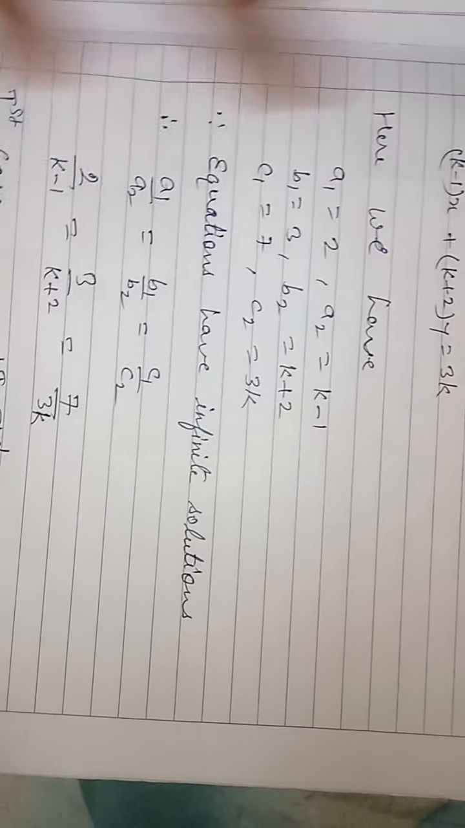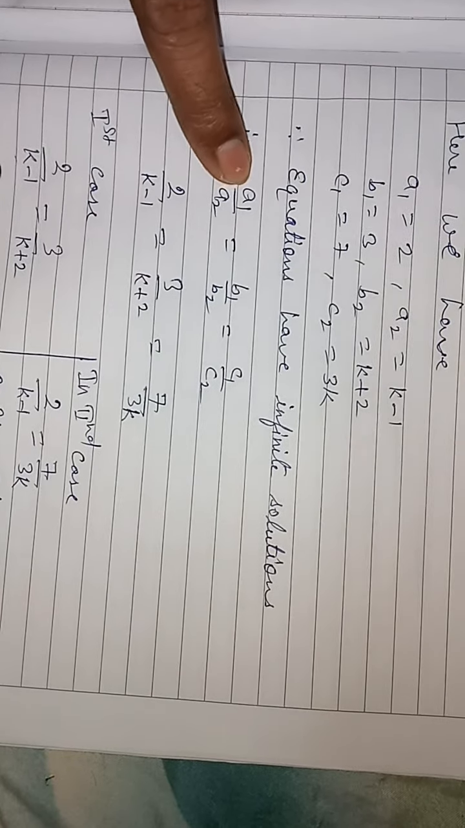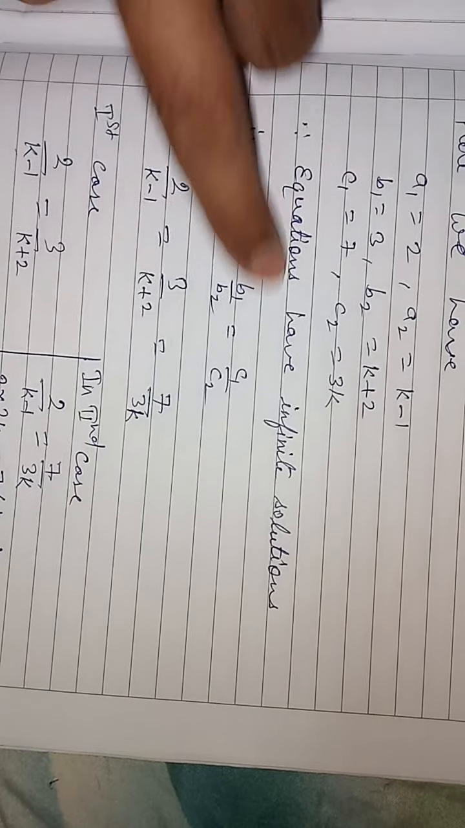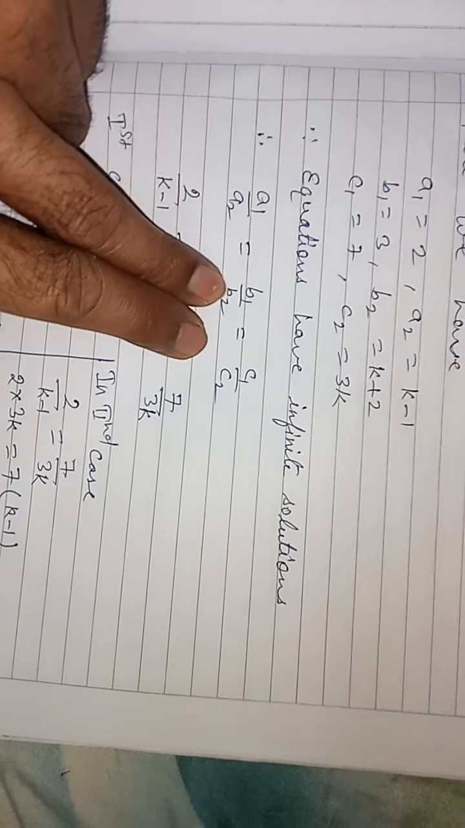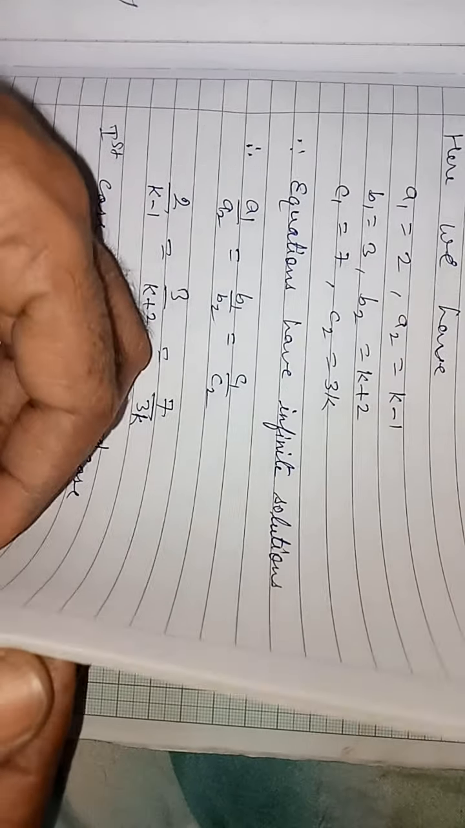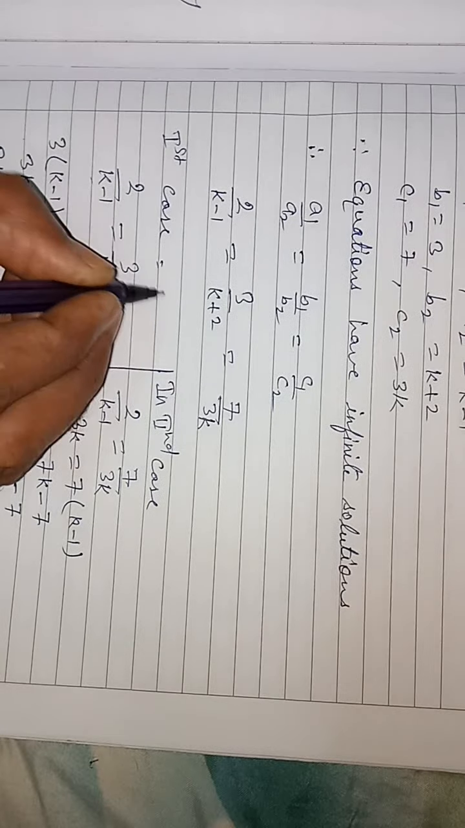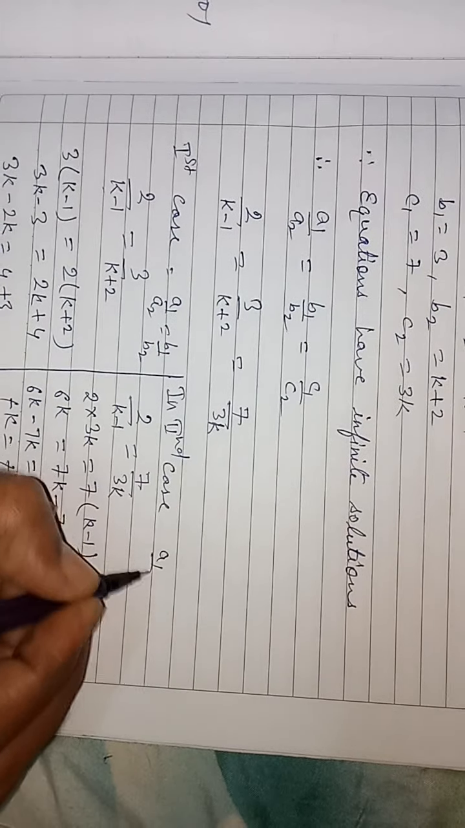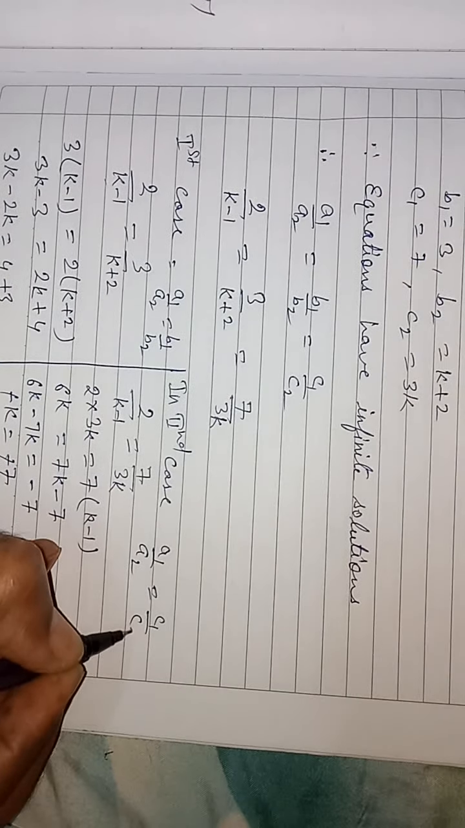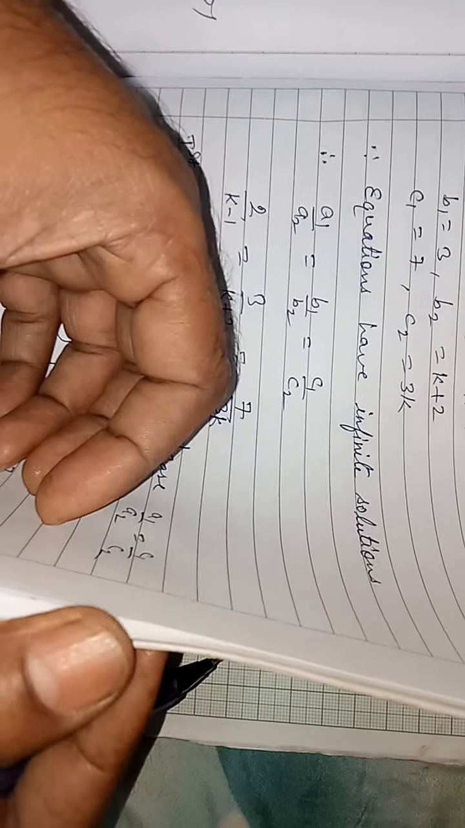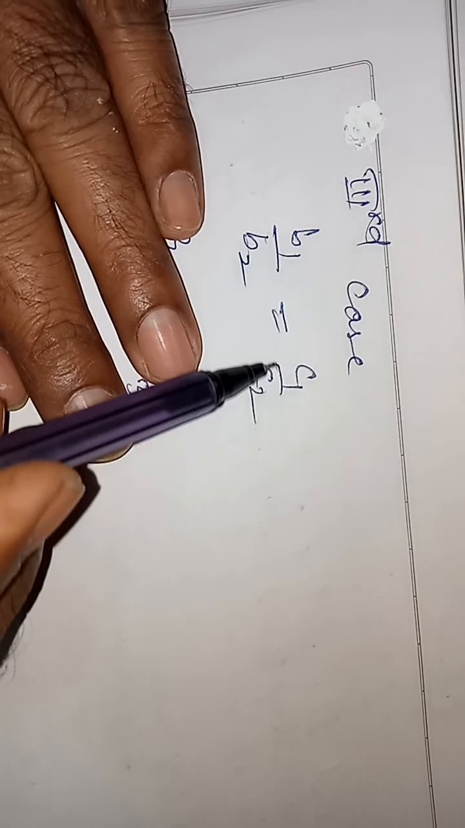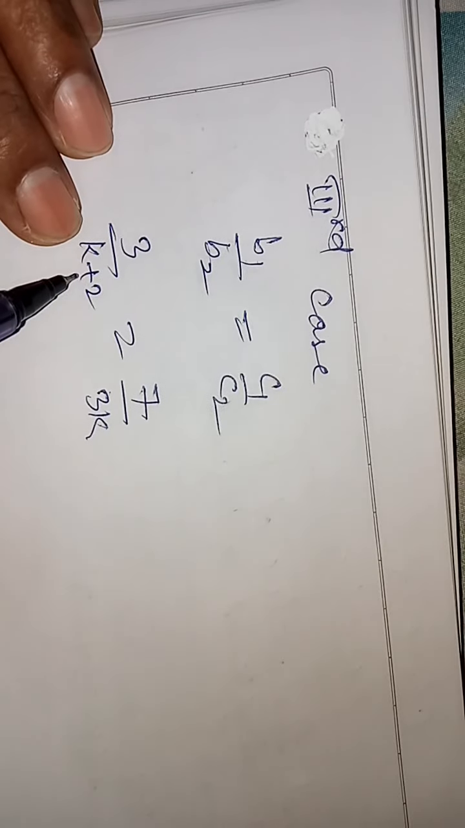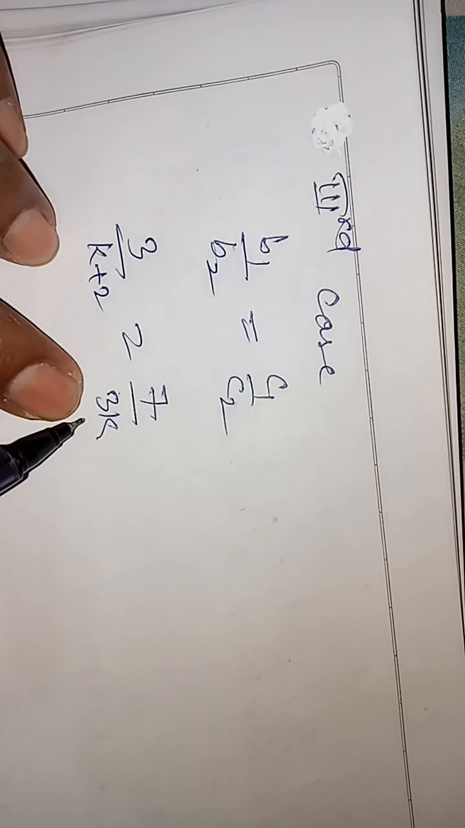In third case, we have compared a1 upon a2 with b1 upon b2 and c1 upon c2. Now we have to compare b1 upon b2 with c1 upon c2. So b1 upon b2 is equal to c1 upon c2. Here you can write a1 upon a2 is equal to b1 upon b2, then a1 upon a2 is equal to c1 upon c2. Now in third case, b1 upon b2 equal to c1 upon c2. b1 upon b2 is 3 upon k plus 2 and c1 upon c2 is equal to 7 upon 3k.